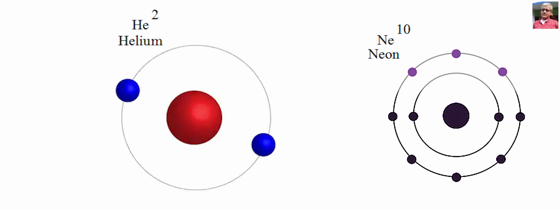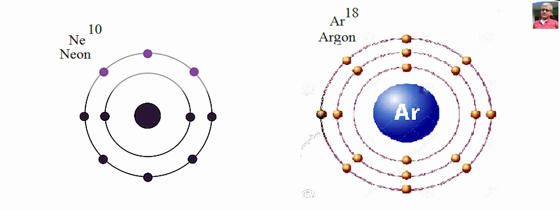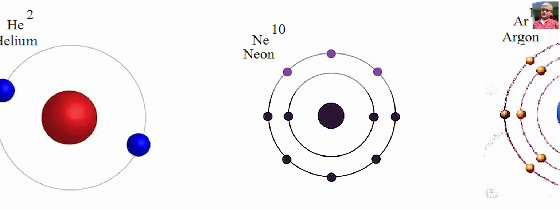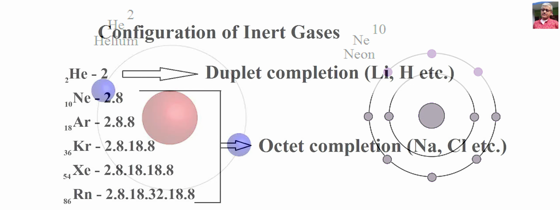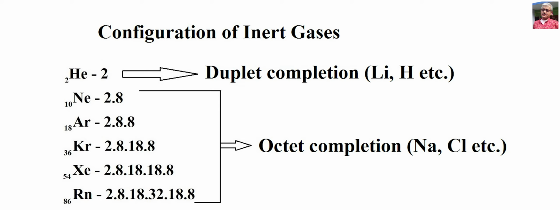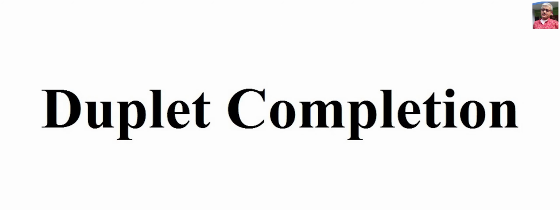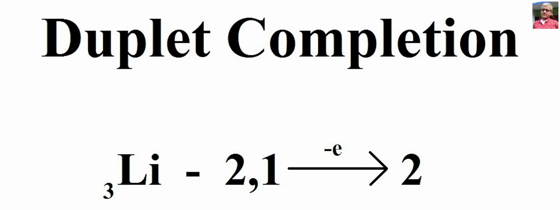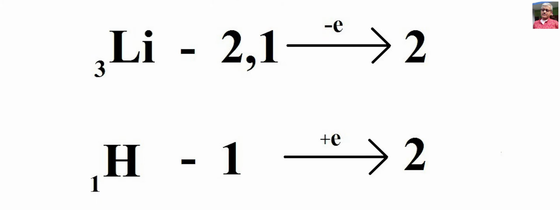Except helium, all of them have 8 electrons in their outermost shell. Helium has 2 electrons in its outermost shell. Now, the elements having atomic number close to helium will try to get the outer electronic configuration of helium, commonly known as duplet or doublet completion. For example, lithium, atomic number 3, electronic configuration 2, 1, will release its outermost electron to get the structure of helium. Again, hydrogen, atomic number 1, will take 1 electron into its outermost shell for the same reason.